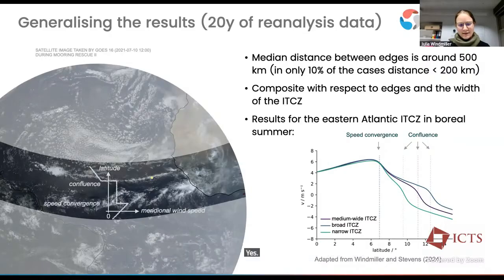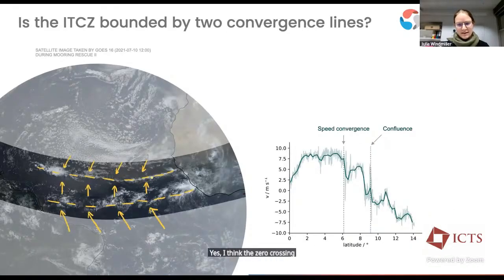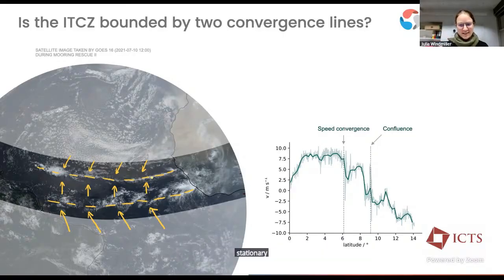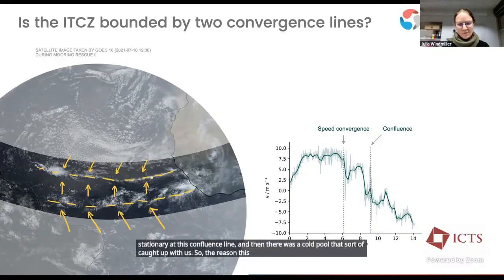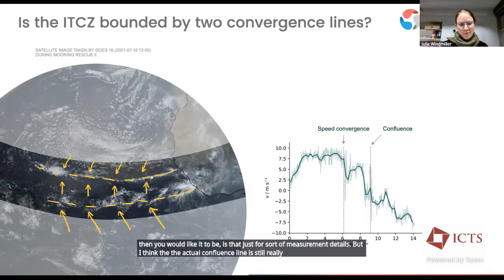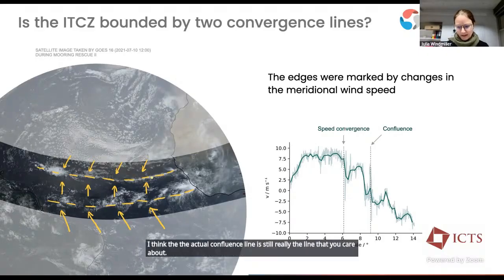Yes, I think the zero crossing is still very meaningful, in the sense that that's really where the trade winds are. It's a bit tricky in this picture, because what actually happened is that we were stationary at this confluence line, and then a cold pool sort of caught up with us. So the reason this looks a bit more complicated than you would like is just measurement details. But I think the actual confluence line is still really the line that you care about, if that makes sense.